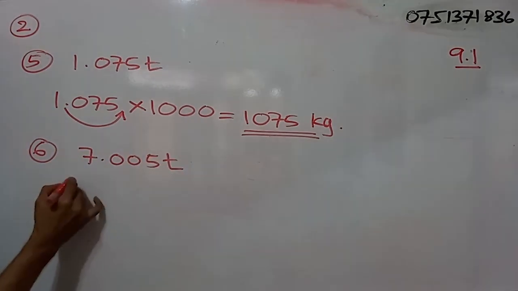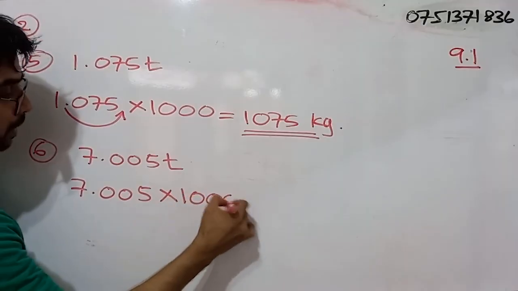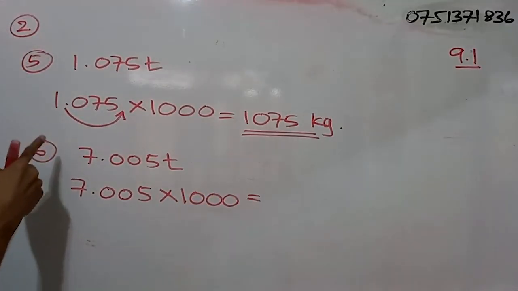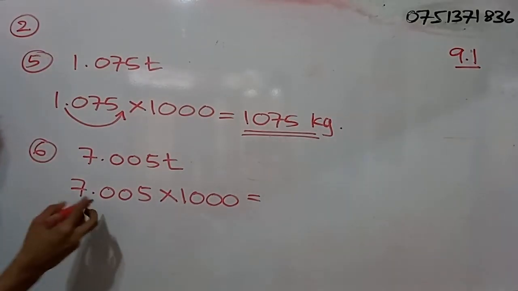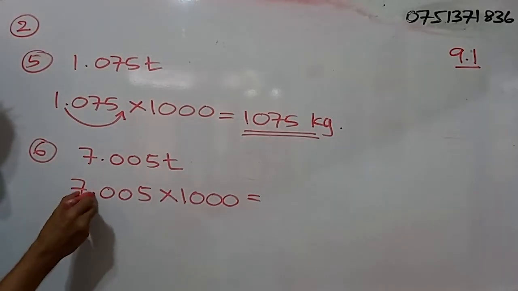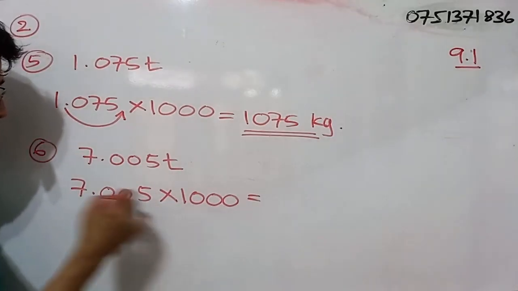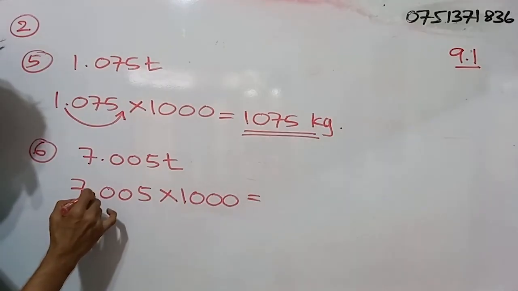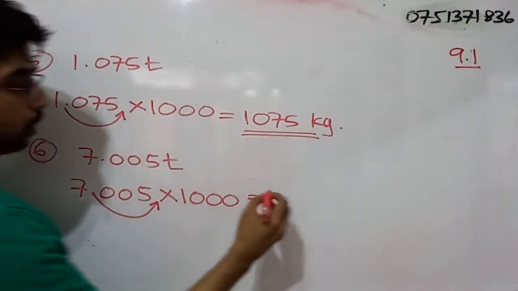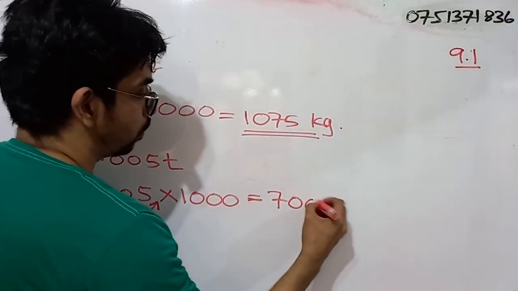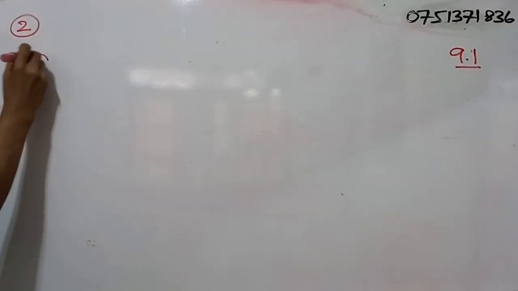Part 6 we have 7.005 tons. Okay, so 7.005, we have to multiply that by 1000. So just as in the previous question, right? So the decimal point is between 7 and 0. So when we do the multiplication by 1000, this decimal point ends here, right? So the answer will be 7,005 kilograms.